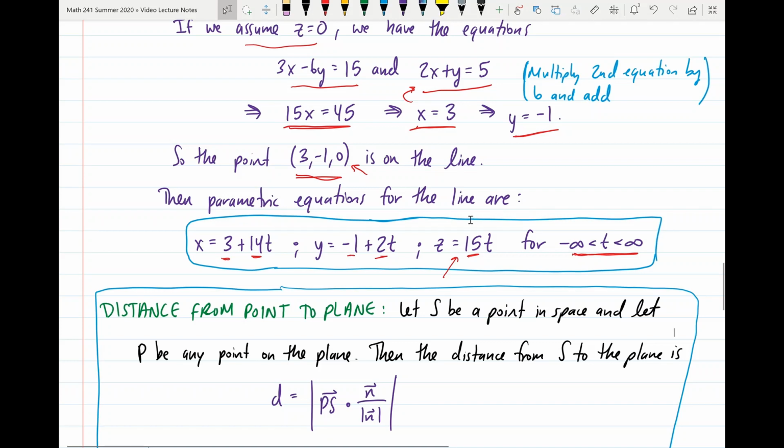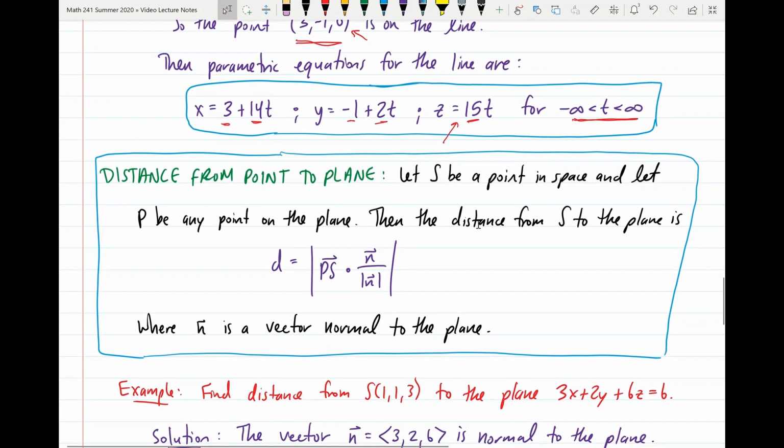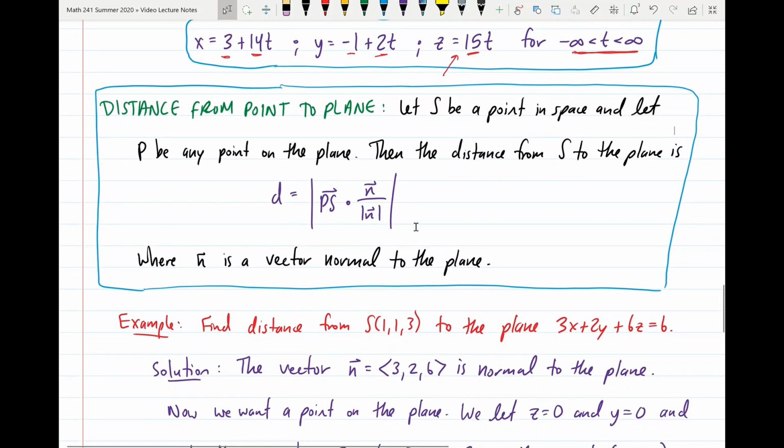Okay, so let's move on to, I think, the last topic for section 12.5. Remember that in the last video, we found a formula to calculate the distance from a point to a line. And here we want to find a formula for the distance from a point to a plane as opposed to a line. So let S be some arbitrary point in space, and let P be any point on the plane in question here. Then the distance from S to the plane is given by this formula here.